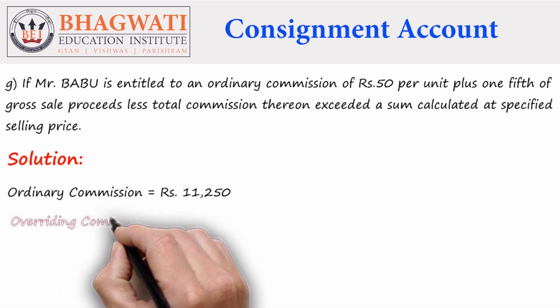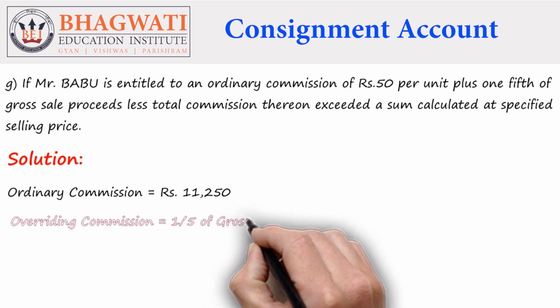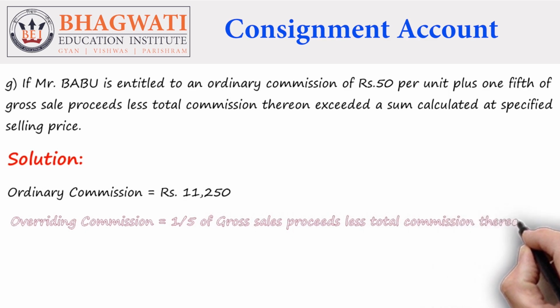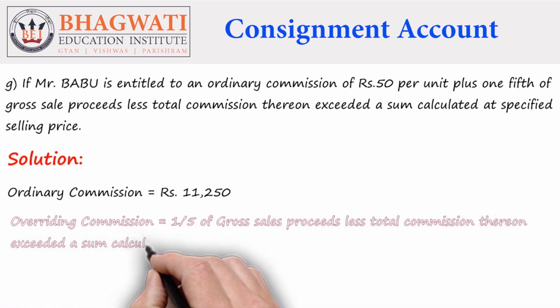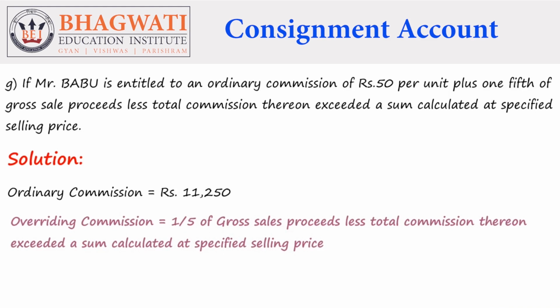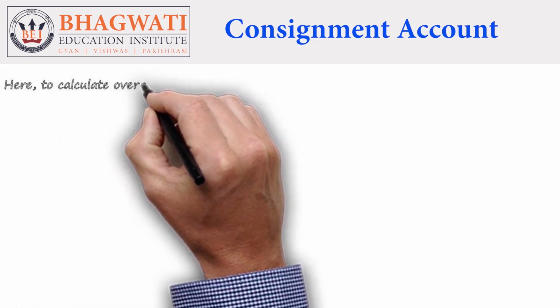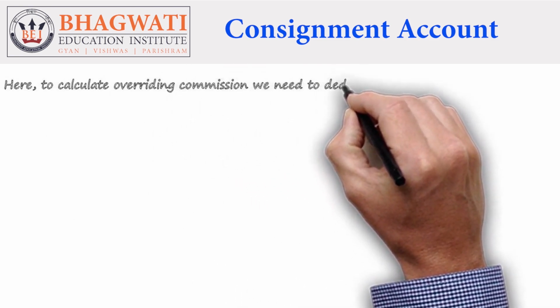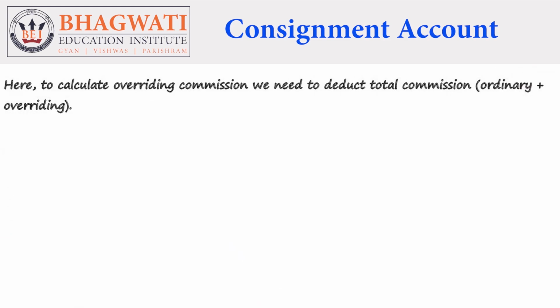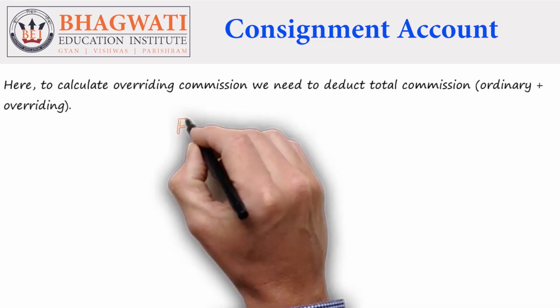Right? Now if we discuss overriding commission, we write the same line they have given: 1/5 of gross sales proceeds less total commission thereon exceeded a sum calculated at specified selling price. So now 1/5 of gross sales proceeds, whatever we have sold, 3,18,000, less total commission. It means in order to calculate overriding commission, I am supposed to deduct total commission, which is ordinary plus overriding commission. Now, how is it possible that in order to calculate overriding commission, I need to deduct overriding commission? Bit confusing, right? Are you finding it difficult?